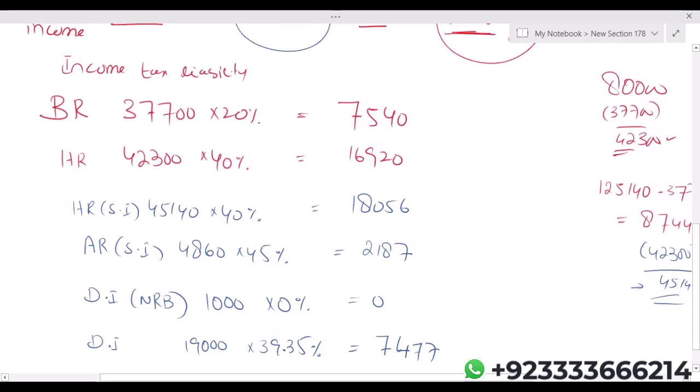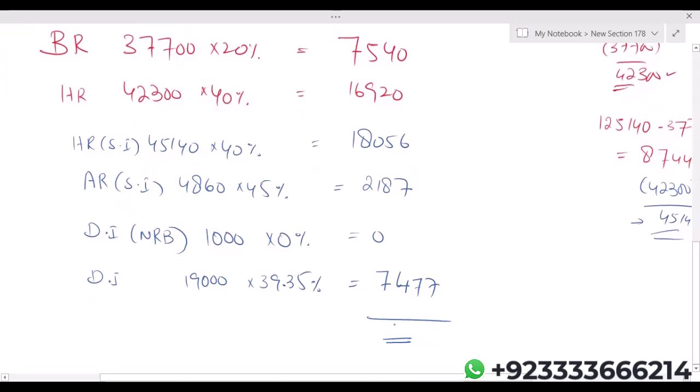So here comes your income tax liability: 7,540 plus 16,920 plus 18,056 plus 2,187 plus 7,477. We are getting 52,180 income tax liability. Please, students, reply in the chat box. Is this clear, the entire calculation? Income tax liability calculation is clear to everyone? Okay, it's clear. Great.